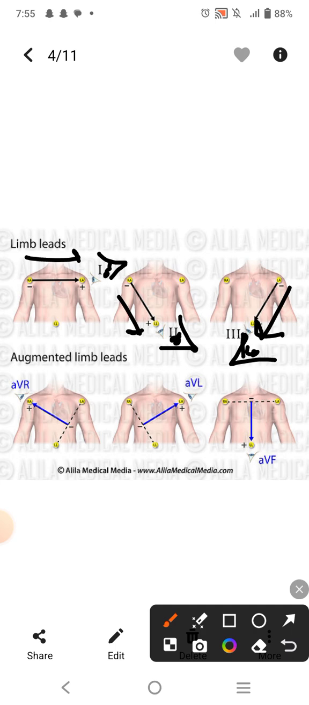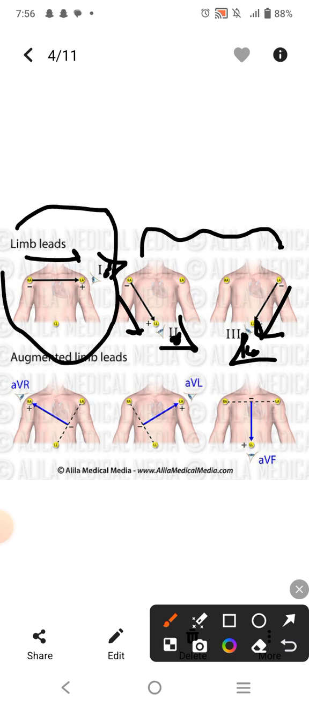If there is any abnormality in lead 2 and lead 3 of the ECG, then it shows that there is an issue with the inferior wall of the heart. There can be ischemia of the inferior wall of the heart, or some other pathology in the inferior wall. And similar is lead 1. If there is any abnormality in lead 1, it shows that there is an abnormality in the lateral wall of the heart.